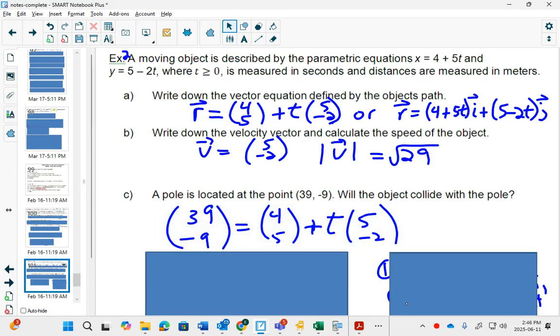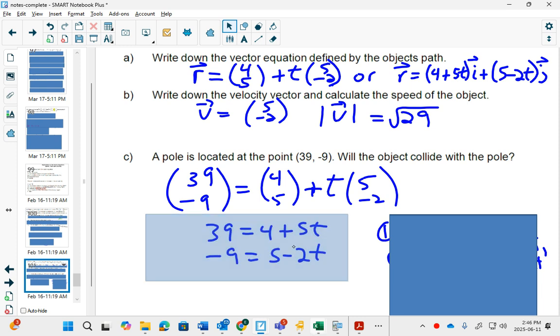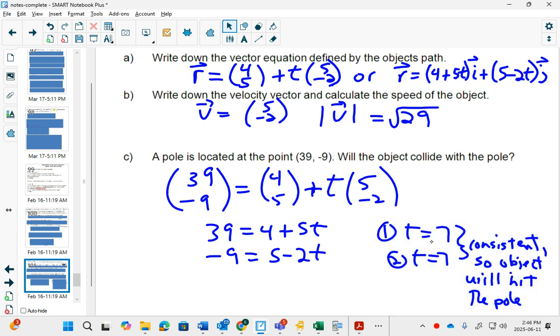So what we do is we set up our vector equation line and we plug in the point. If there exists a t that makes this happen, our poor hamster will run into this pole. So we look at parametric equation 1, parametric equation 2. We solve equation 1, t is 7. We solve equation 2, t is 7. If only the hamster had been looking, the object hits the pole.